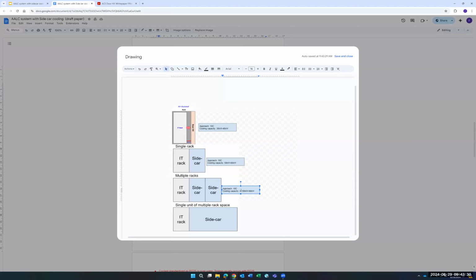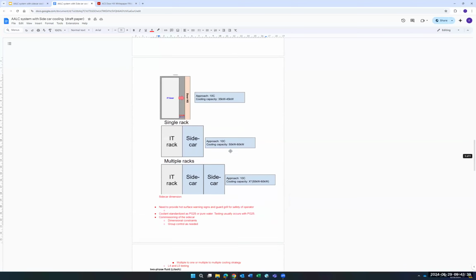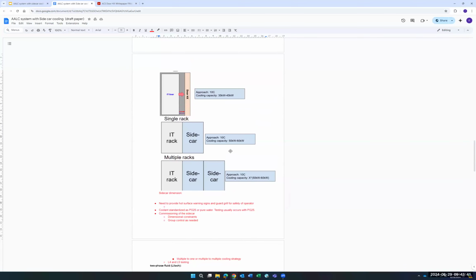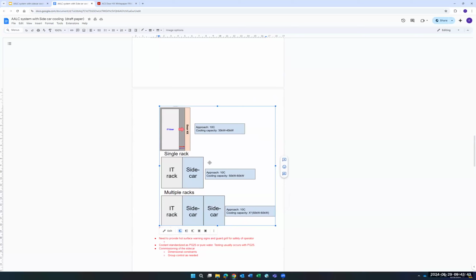Yeah, and that's something that should be explained in the presentation, but would be reflected in this diagram by the increased cooling capacity of the sidecar versus the rear door heat exchanger. Yeah. But this is a really important aspect.